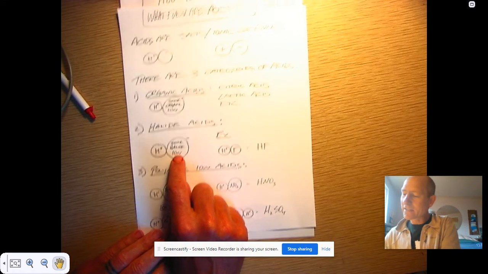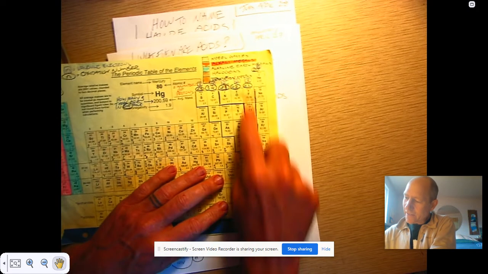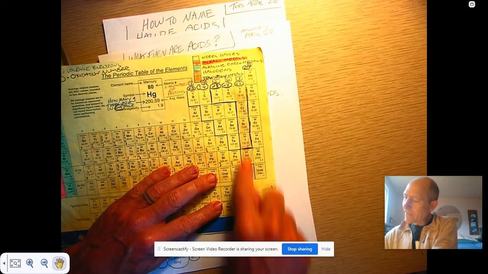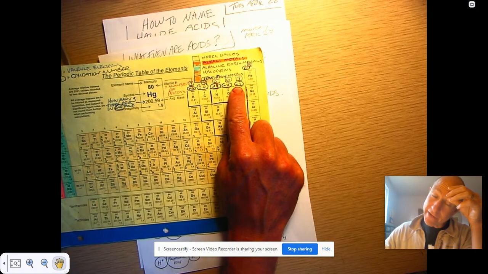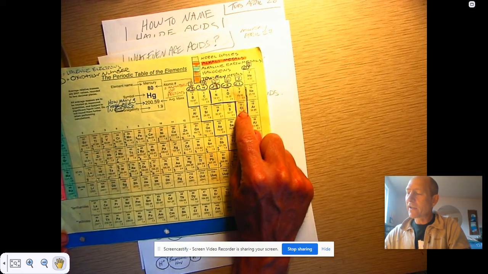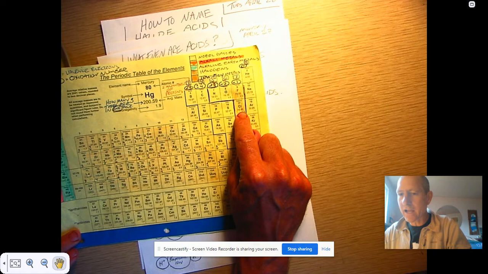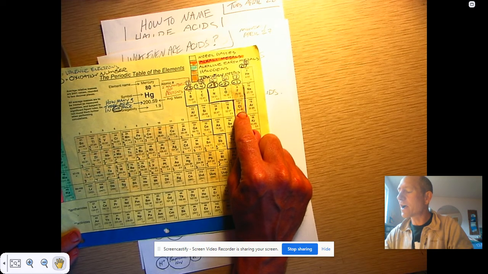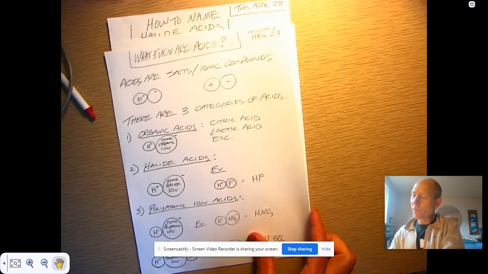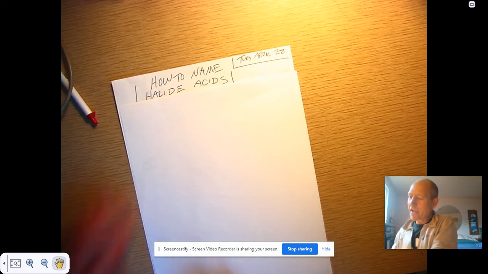So in a halide acid, the anion is some ion of a halogen, and halogens are these ones right here in group 17, and they have a 1 minus charge. So for every acid that's made with a halogen, you're just going to have one hydrogen in a 1-to-1 ratio of hydrogen ions to halide ions. And halide means the ion form, or the 1 minus form of the halogen. So that's what we're going to look at today. We're going to look at how to name those halide acids.